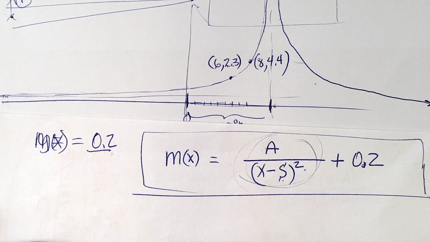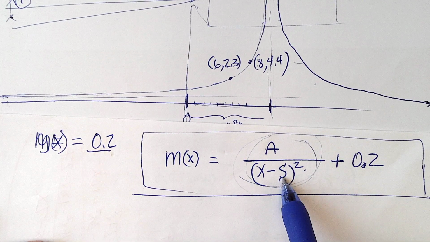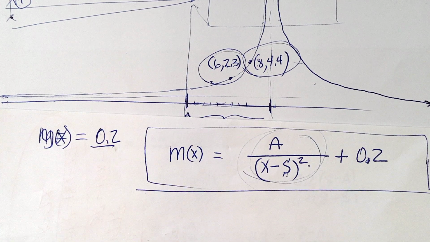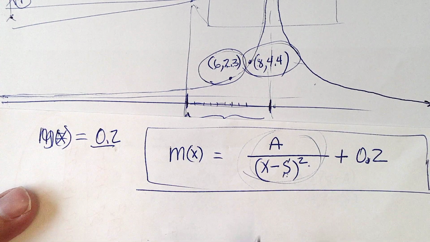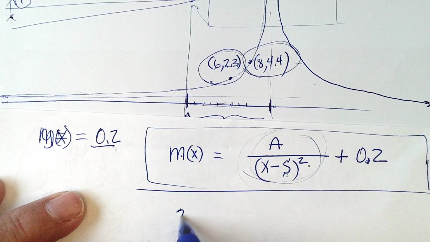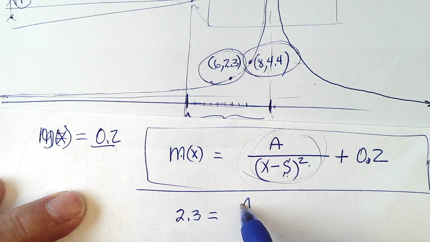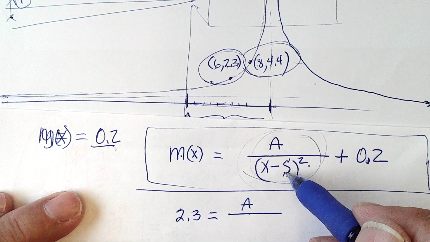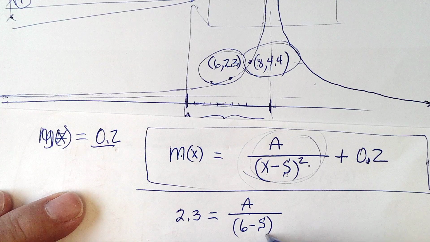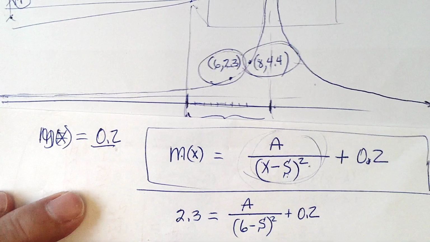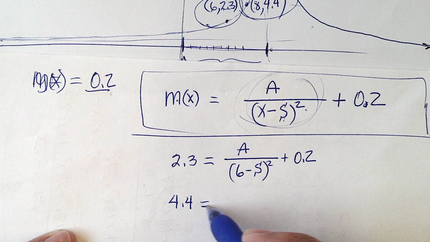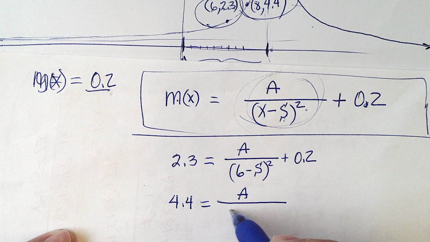Now, if we use the correct form and solve for A and S, mainly solve for S, using these two data points, we'll get a better and more correct model that has the right characteristics for this situation. So, a reading of 2.3 when we're at x of 6. And we get a reading of 4.4 when we put it at 8.